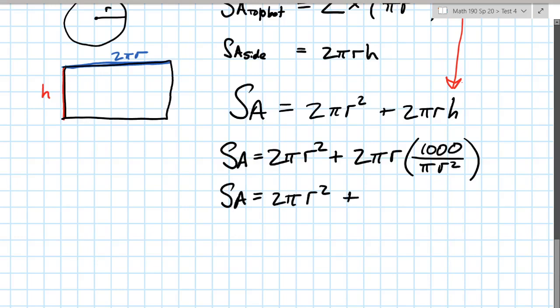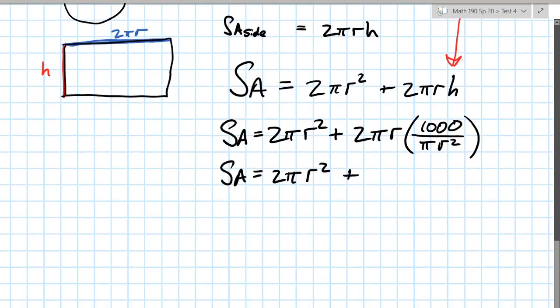conducive to taking derivatives. So let's bring the r squared up top and combine it with the other r's. Let's cancel out some pi's here. Let's simplify one of those with one of those to give us one of these. And multiply the 1000 times the 2. So 2000 r to the negative 1. This is our primary equation.